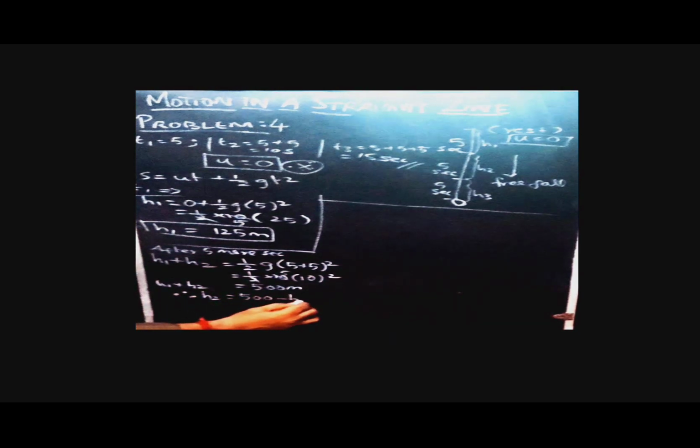So what could be h2? h1 plus h2 is equal to 500, that's what we have found out from the expression. So we can find h2 as 500 minus h1. h1 is 125, so when I substitute, we get 500 minus 125, which is nothing but 375 meters. That is the next part we are getting.